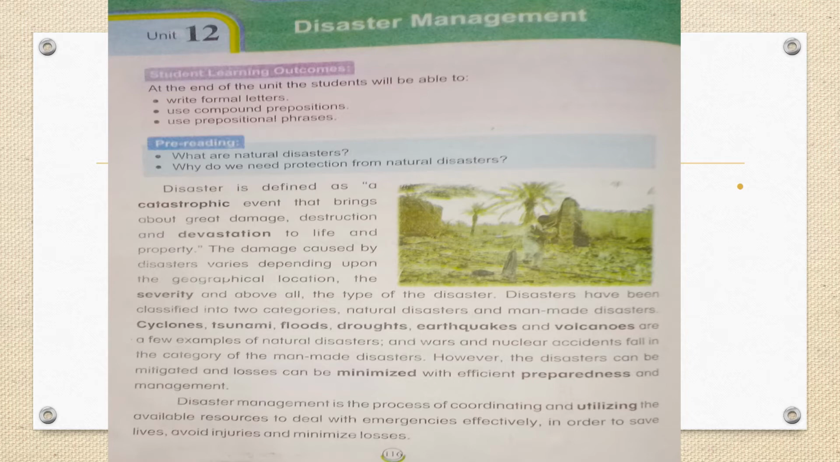Disasters have been classified into two categories: natural disasters and man-made disasters. Cyclones, tsunamis, floods, droughts, earthquakes, and volcanoes are a few examples of natural disasters, and wars and nuclear accidents fall in the category of man-made disasters. However, disasters can be mitigated and losses can be minimized with efficient preparedness and management. Disaster management is the process of coordinating and utilizing the available resources to deal with emergencies effectively in order to save lives, avoid injuries, and minimize losses.